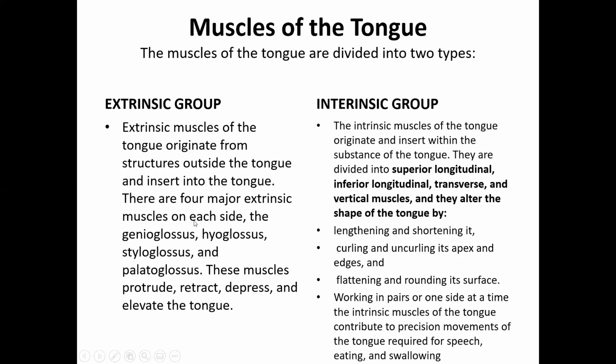While the extrinsic group, the function of these muscles is to retract, elevate, depress and protrude the tongue. So this is to protrude and retract the tongue, depress and elevate the tongue. And these are necessary for the separating of the nasal cavity from the oral cavity.